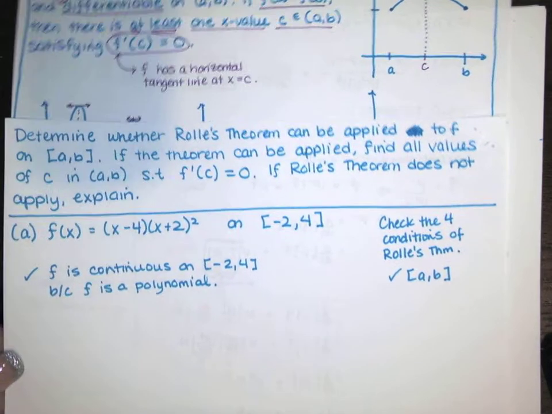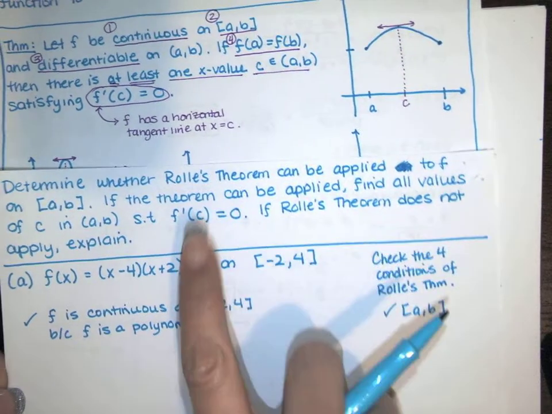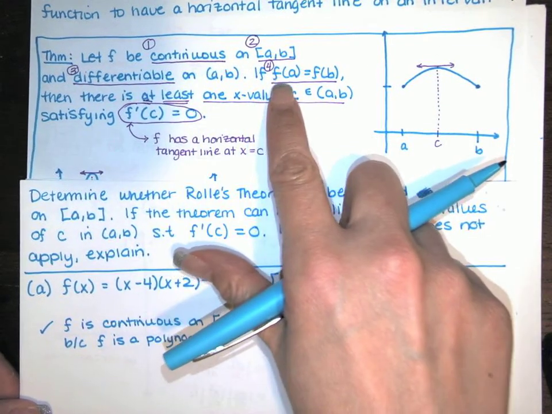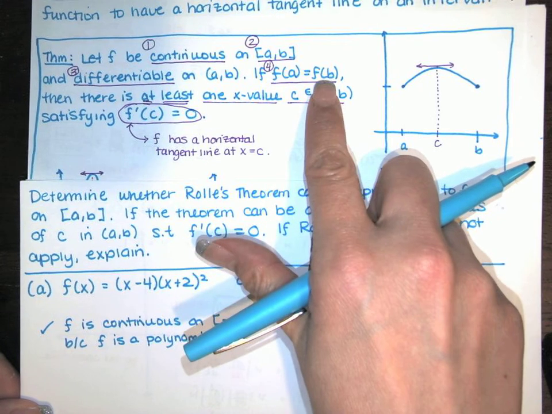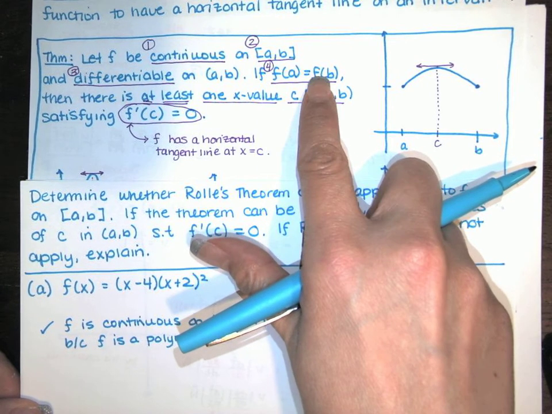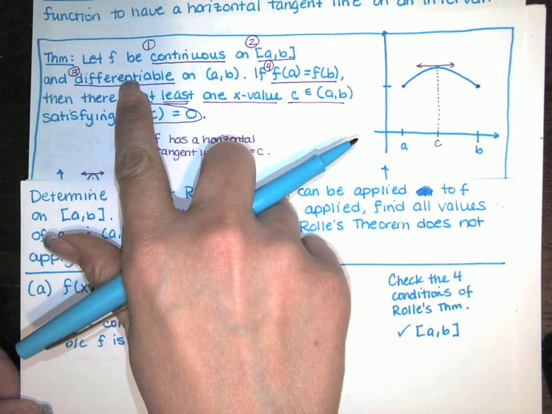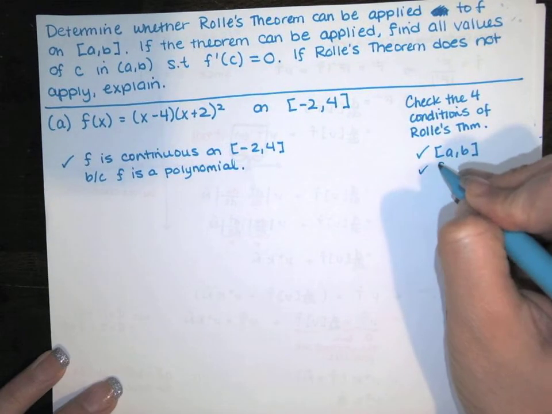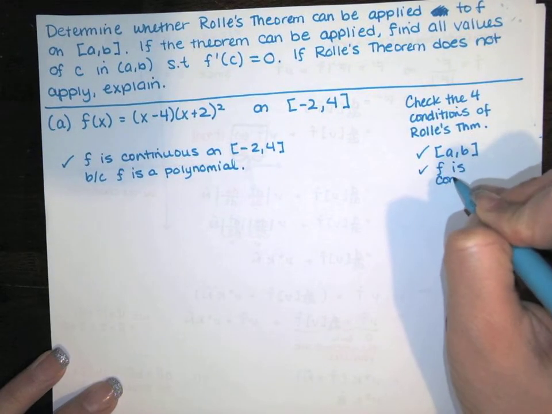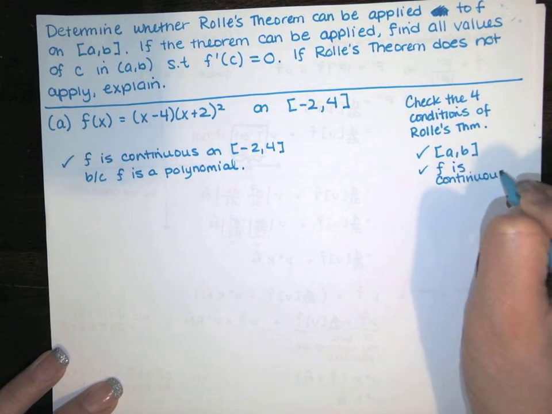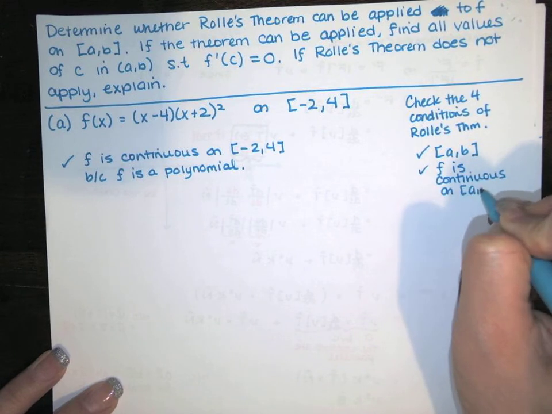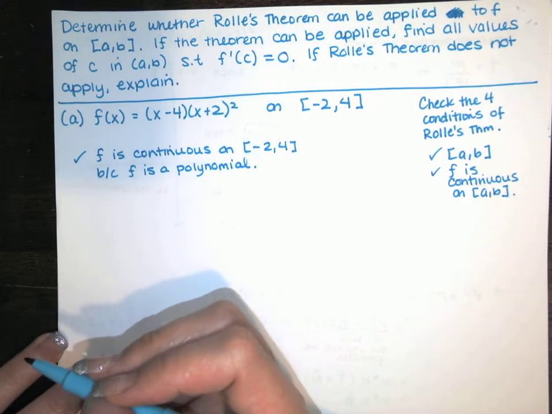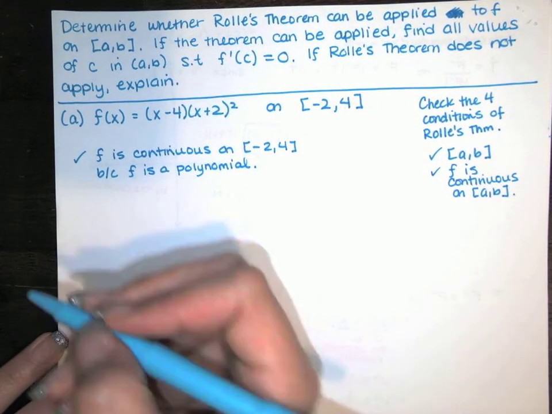Here's our theorem. We need to check continuity. We need to be on a closed interval. Check. We need the function value at one endpoint and the function value at the other endpoint to be the same. So the y values at the ends are the same. And then we need to check differentiability. So we just checked continuity, by considering domain issues and the fact that it's a polynomial. Now let's check the endpoints.